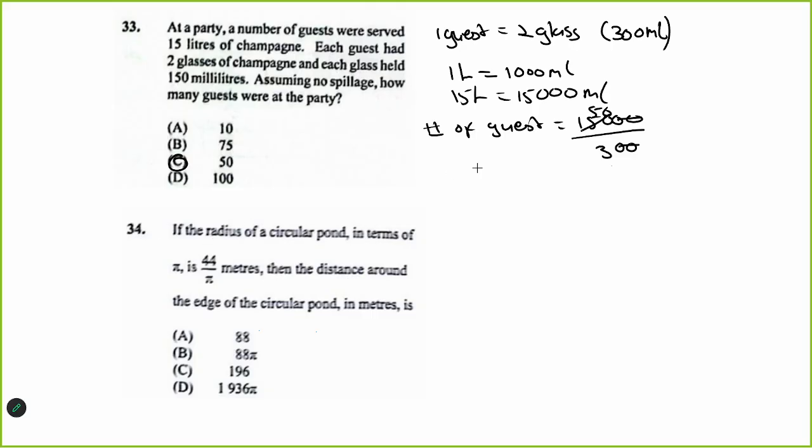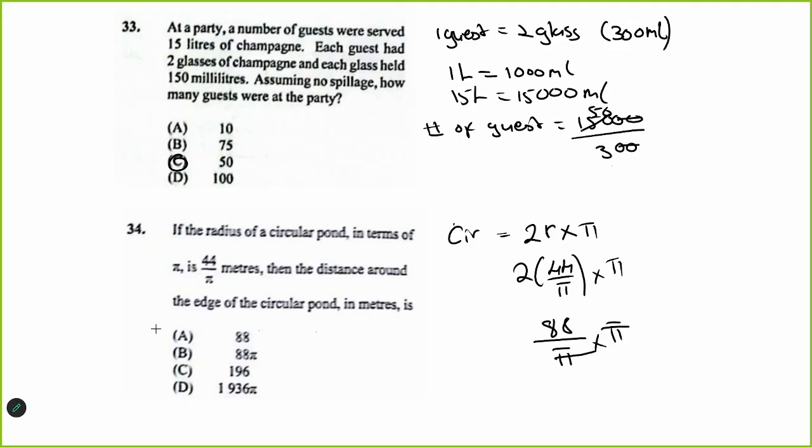If the radius of a circular pond in terms of pi is 44 over pi meters, then the distance around the edge of the circular pond in meters is, so we know the distance around the circular pond is the circumference. The circumference is equal to 2 times radius times pi. So that's 2 times 44 over pi multiplied by pi. That's 88 over pi multiplied by pi. They just cancel out with each other, so 88 would be the answer for this question.